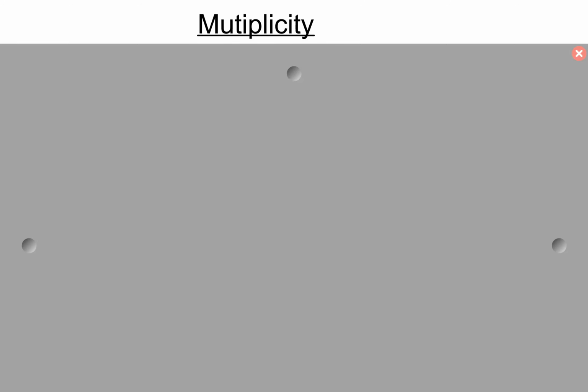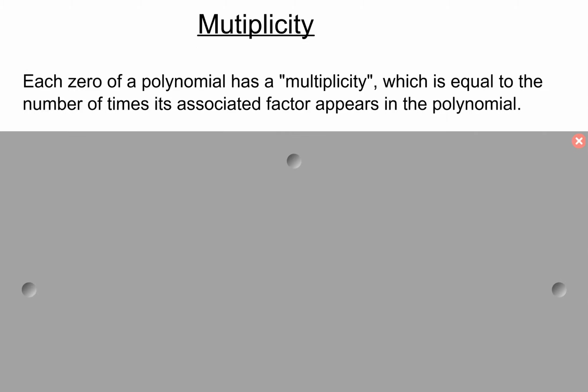But there's one more kind of new thing I want to talk about, and that's something called multiplicity. Multiplicity is something we use to describe how many times a zero of a polynomial exists for a given function. Or another way to say it is every zero has a multiplicity. And the multiplicity is equal to how many times the factor appears in the polynomial.